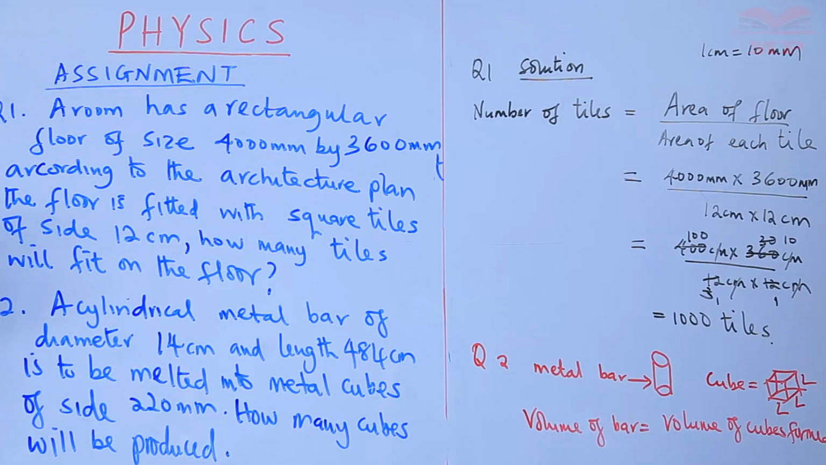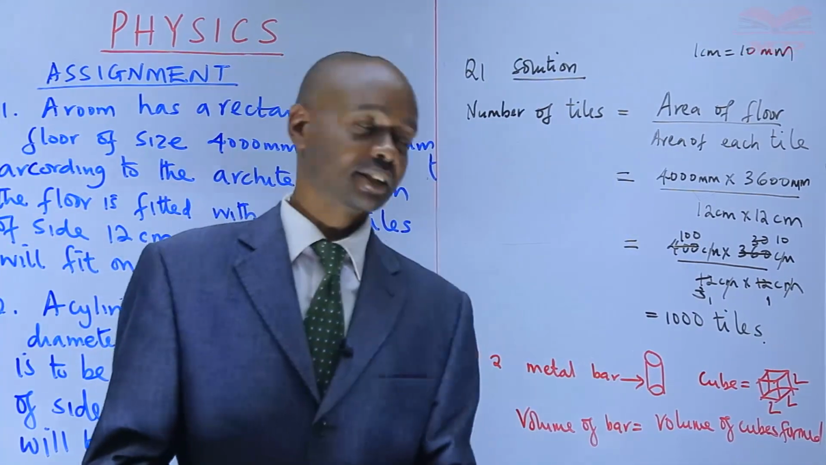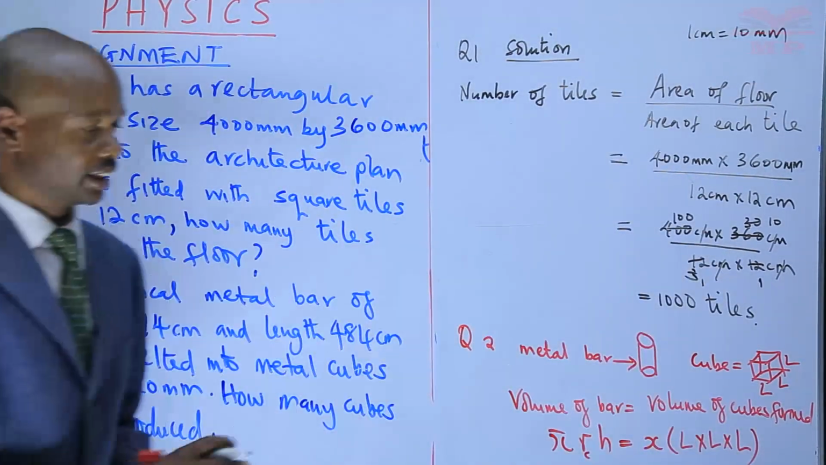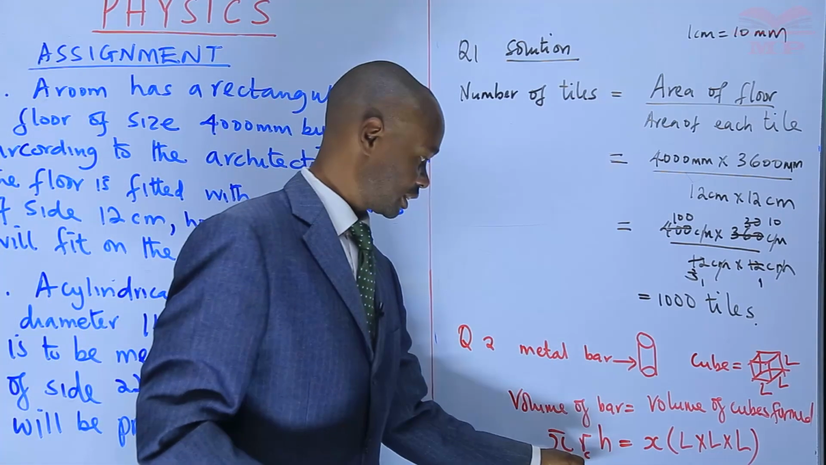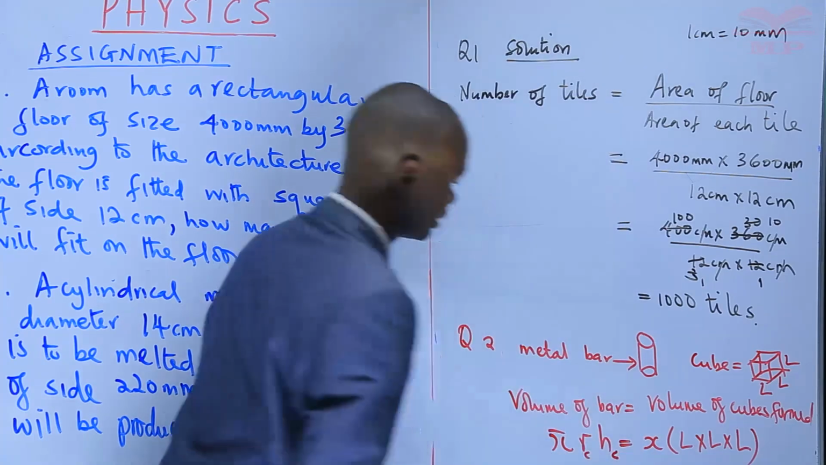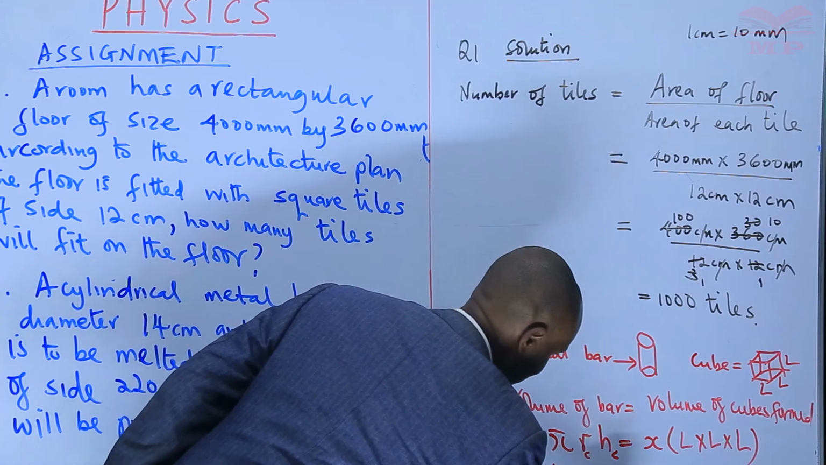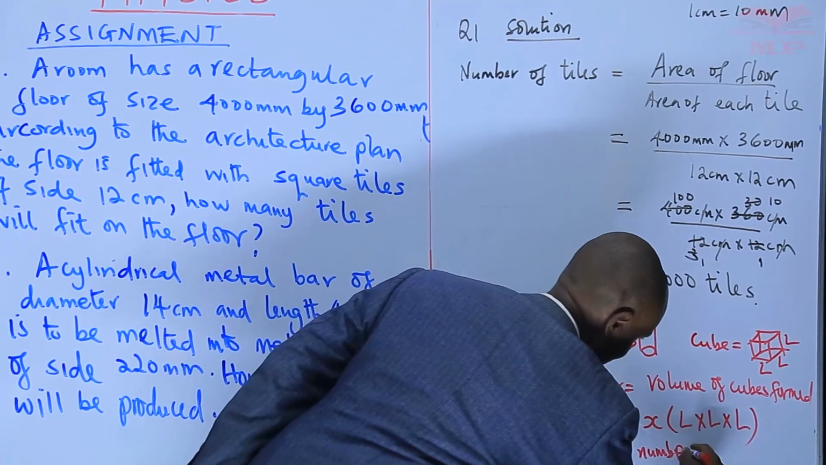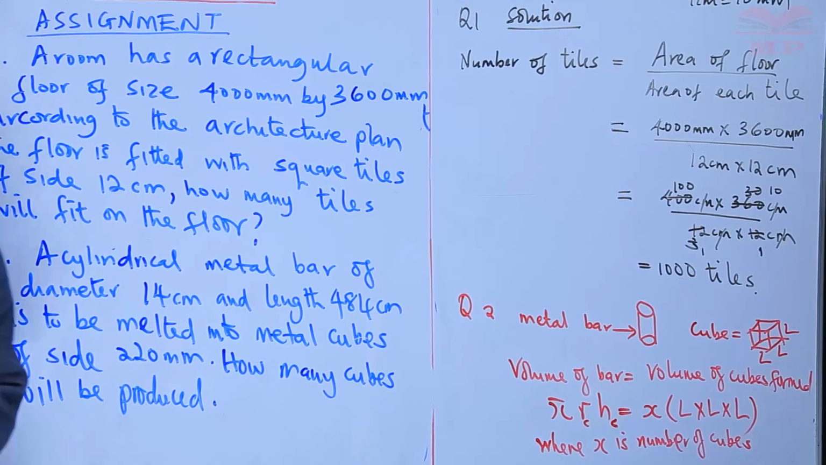Because you don't know how many cubes you'll get, that's why you are working it out. The volume of a cylinder is given by pi r squared h, where r is the radius of the cylinder and h is the height of the cylinder. And X is the number of cubes.